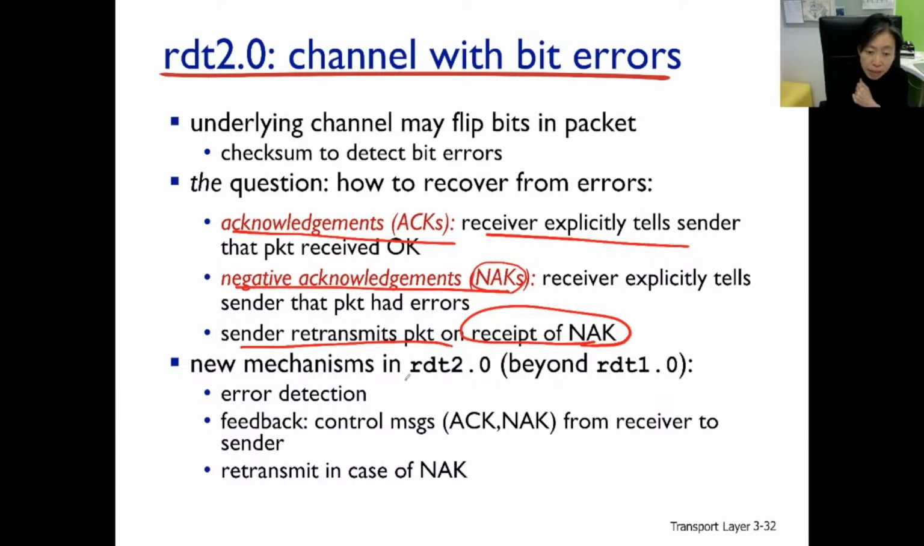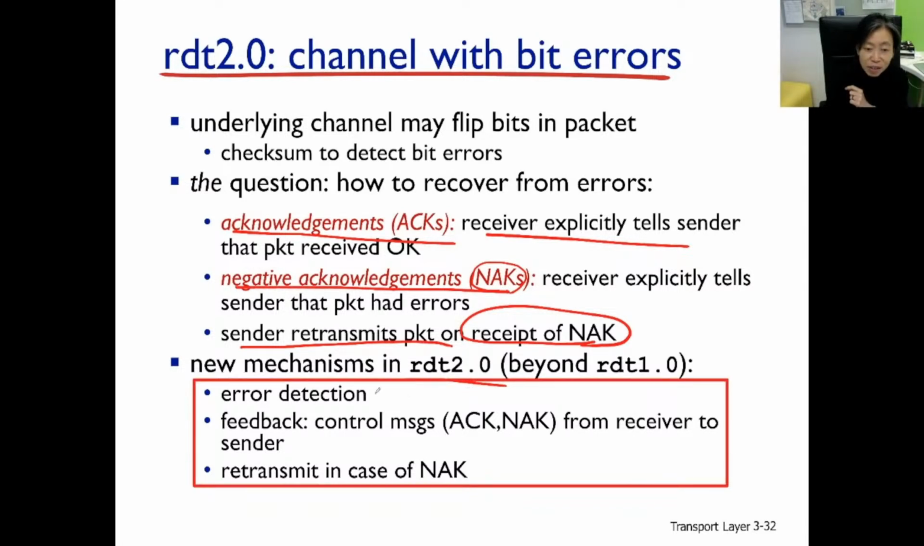This is exactly what's defined in RDT 2.0. So let me stress: first, detecting error. Second, sending back of the feedback from the receiver. And then retransmission of the packet coming from the sender in case a negative acknowledgement is received.